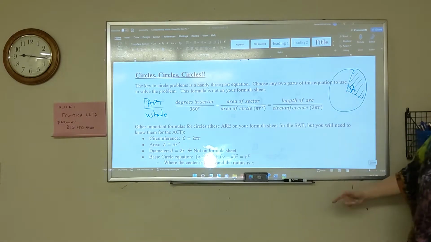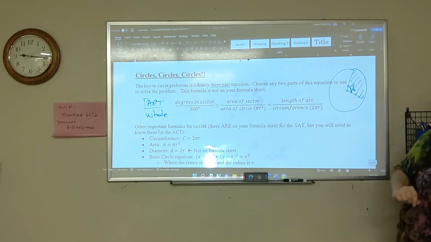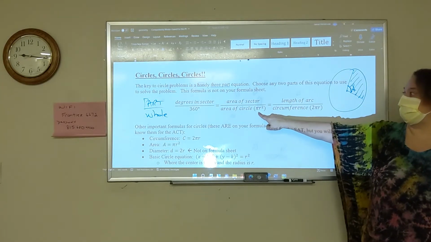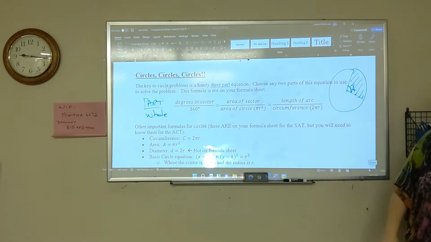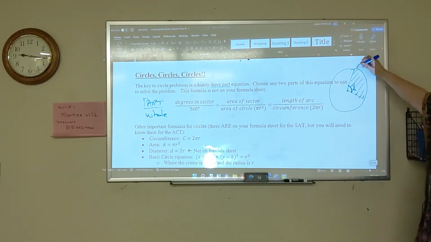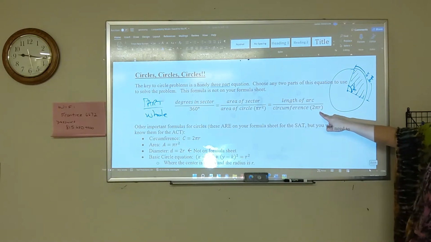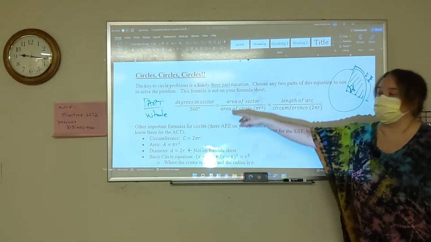Your area of sector is exactly what it sounds like. It's the area of that pie wedge where it's shaded. So area of sector over area of circle, and area of circle is pi r squared. That's equal to your arc length, the distance along the outside of the circle, divided by the whole length around the circle, which is your circumference, 2 pi r. So again, each one is part over whole.